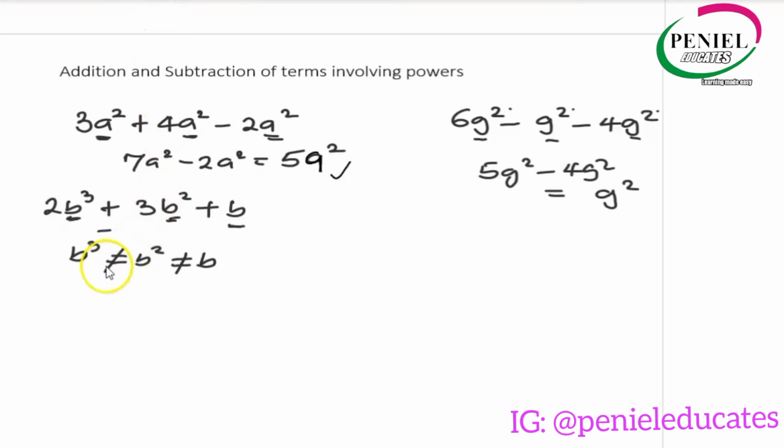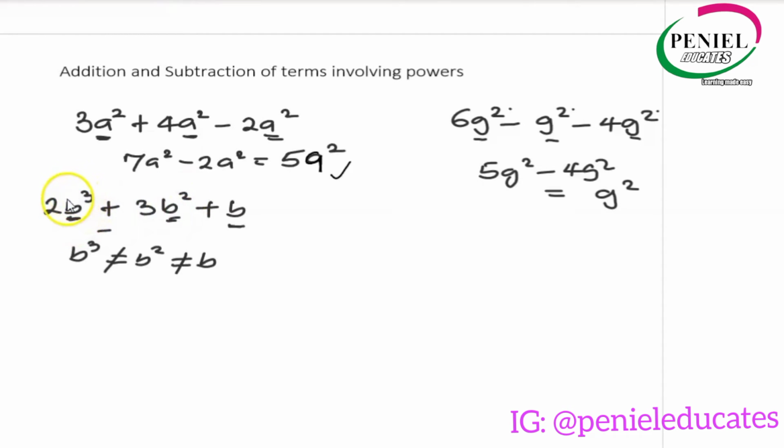Now, when you have 2b cubed plus 3b squared plus b, these are not the same. So you cannot add them, because they are not bearing the same thing: 2b cubed plus 3b squared.